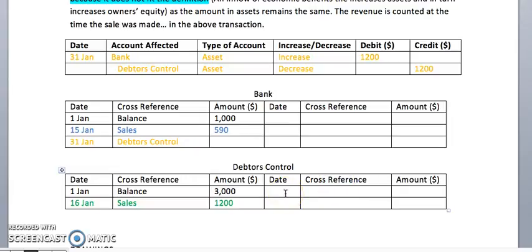If we go down to debtors control on the 31st of Jan, the other side of this credit transaction is going to be the debit transaction. Oh, sorry, I didn't put the amount in. So the other side of this credit transaction is the debit transaction, which is the bank. That's it. So really it is just thinking about this analyzing chart. If you've worked it out here, then it should be very easy to transfer down to the actual T-ledger accounts in the general ledger.